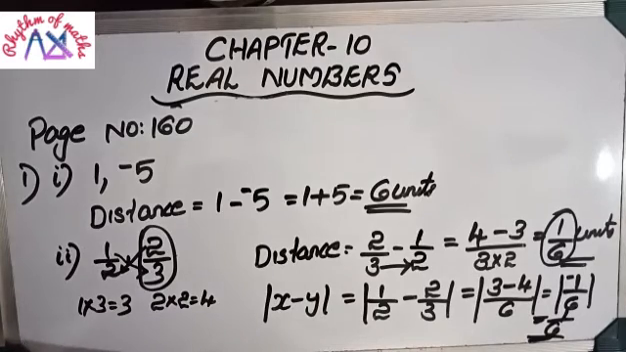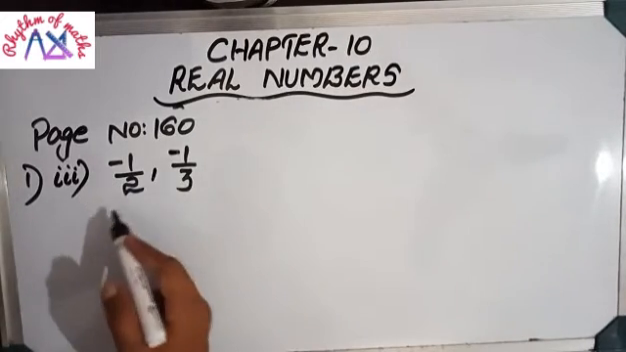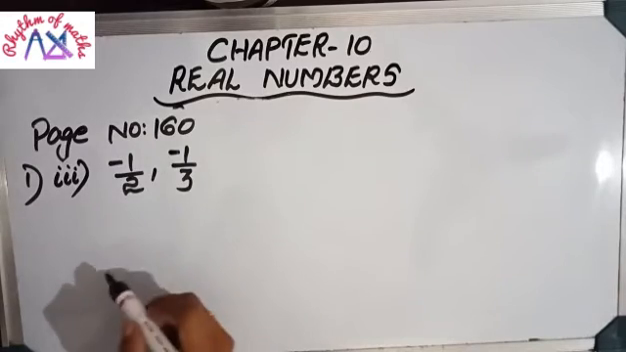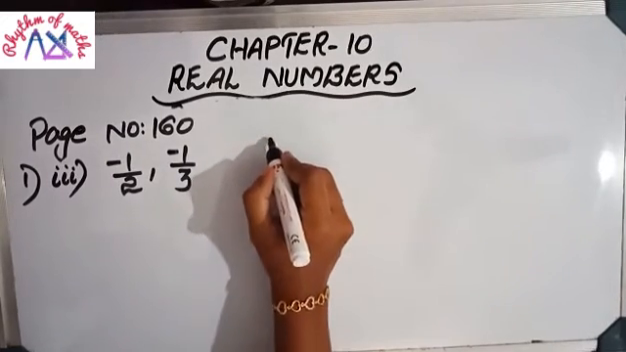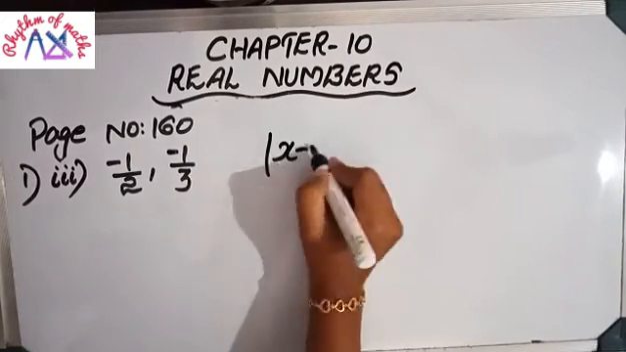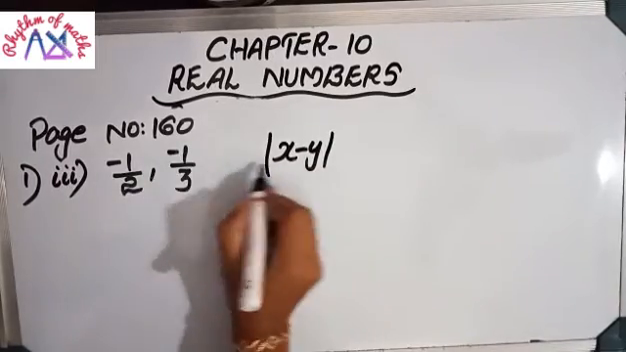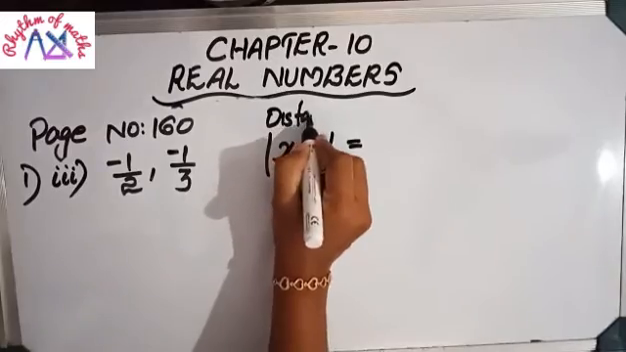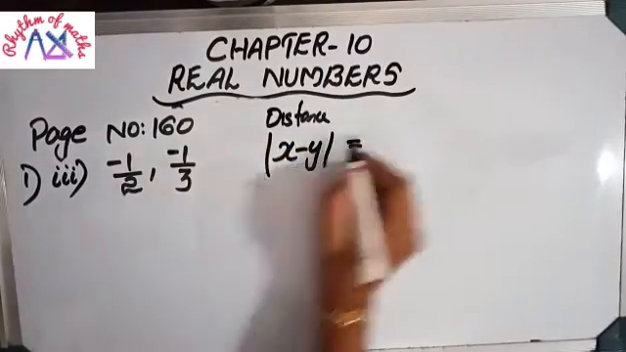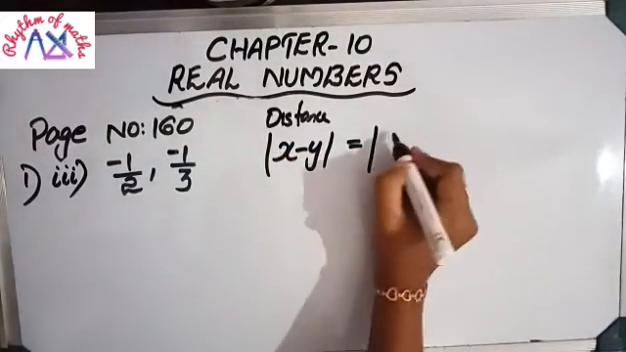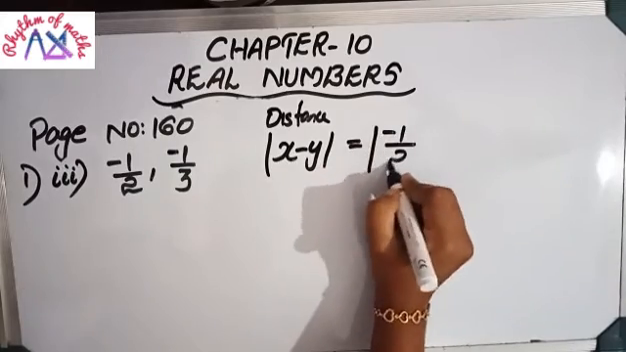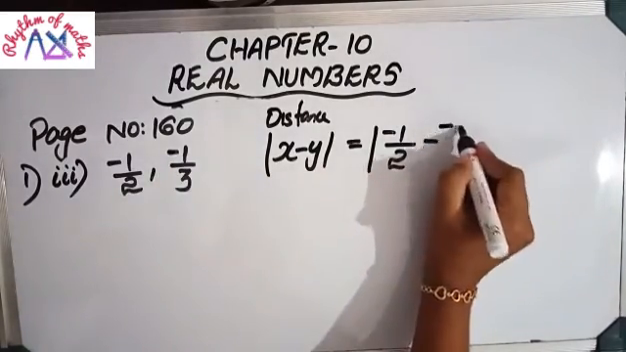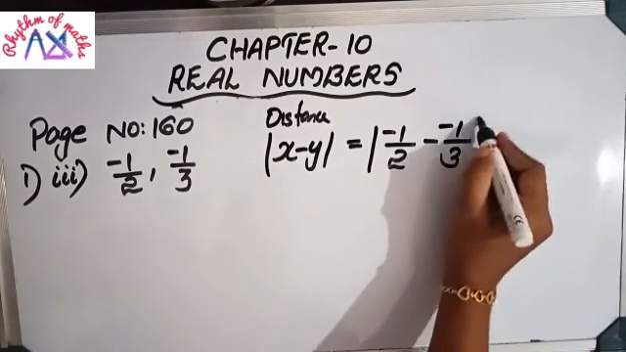Now let's do third one. So third one is minus 1 by 2 minus 1 by 3. If you are confused to find the bigger number, you can apply the modulus equation. Okay, modulus of x minus y. This equation also you can apply. This is distance formula. Okay, so here x we can take as what? Minus 1 by 2. So minus 1 by 2 minus next number, minus 1 by 3. So minus 1 by 3.